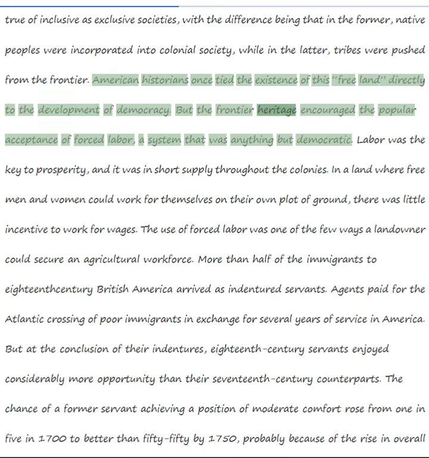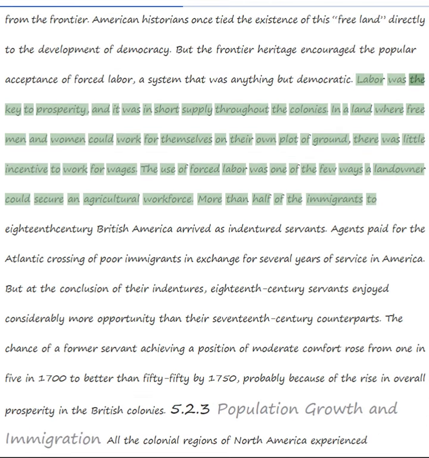But the frontier heritage encouraged the popular acceptance of forced labor, a system that was anything but democratic. Labor was the key to prosperity, and it was in short supply throughout the colonies. In a land where free men and women could work for themselves on their own plot of ground, there was little incentive to work for wages. The use of forced labor was one of the few ways a landowner could secure an agricultural workforce.